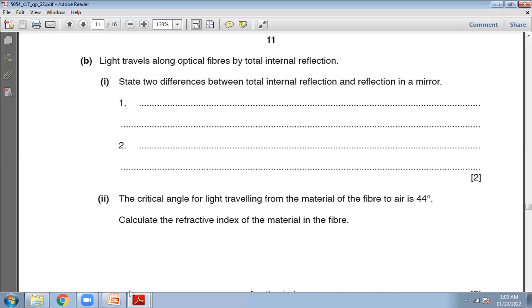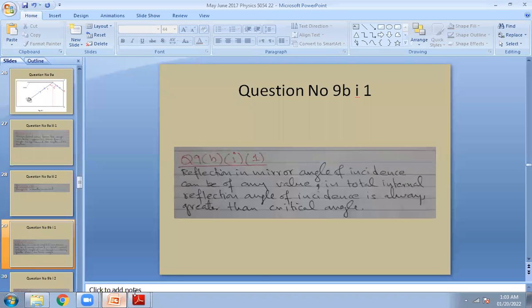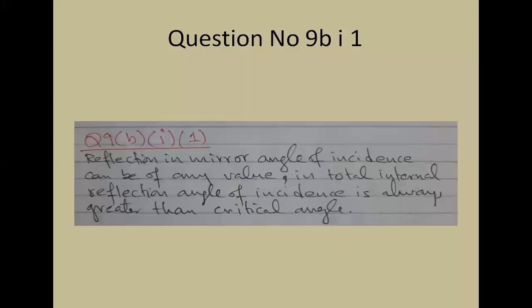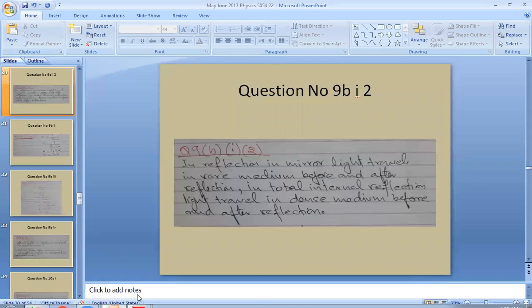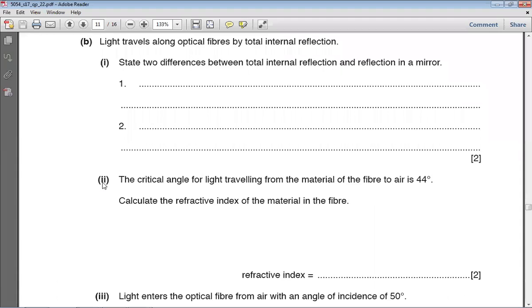So let me show you my work. Reflection in mirror, angle of incidence can be of any value. In total internal reflection, angle of incidence is always greater than critical angle. In reflection in mirror, light travels in rare medium before and after reflection. In total internal reflection, light travels in dense medium before and after reflection. Hopefully you understand, that was a good question.